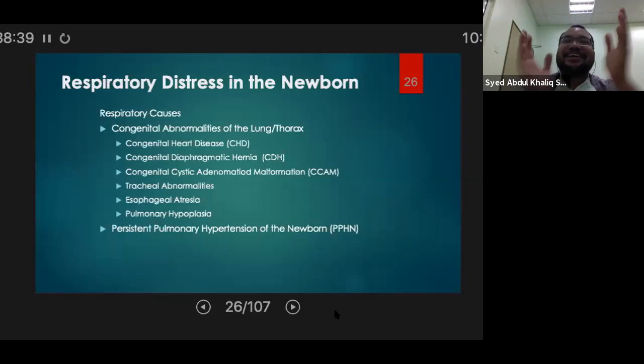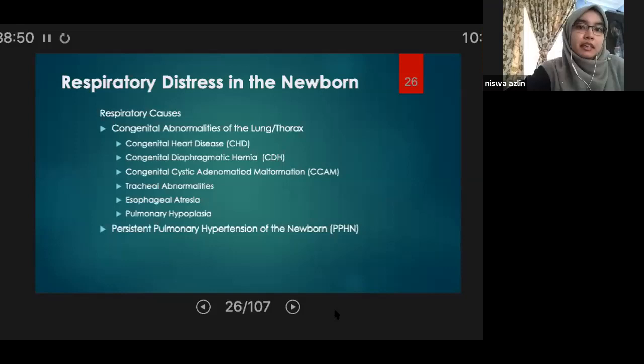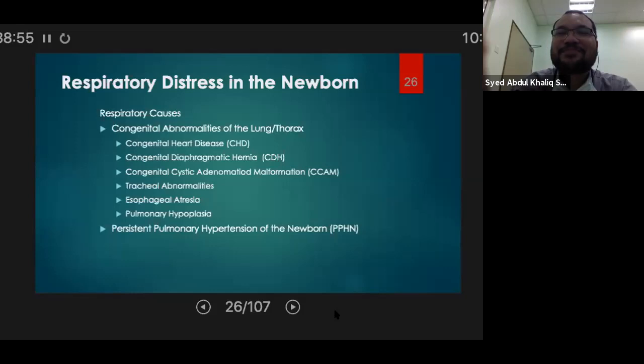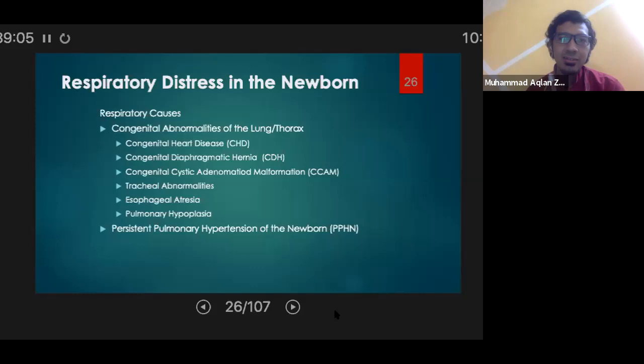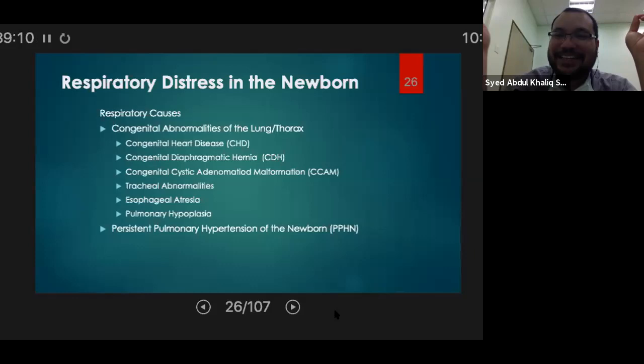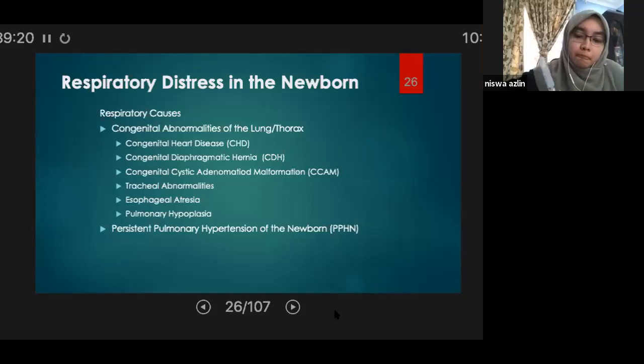Okay, so look at the issues. As I told you, where is preductal? Before the duct. So where is before the duct? The arch of the aorta. Yes, near the arch of the aorta. But where? Radial artery. Okay, yes, radial artery. But which side? Right side. So it's the right upper limb. The right upper limb is preductal. Left upper limb and lower limbs are all postductal.